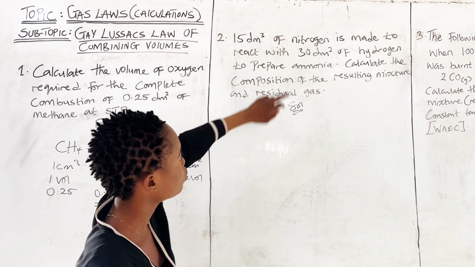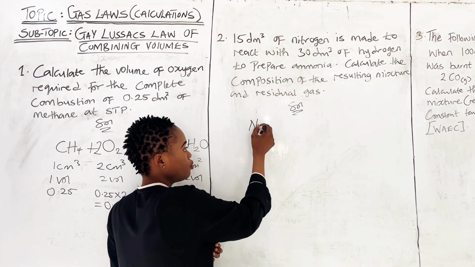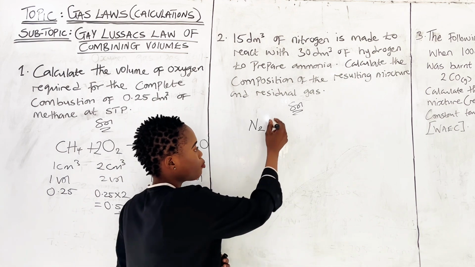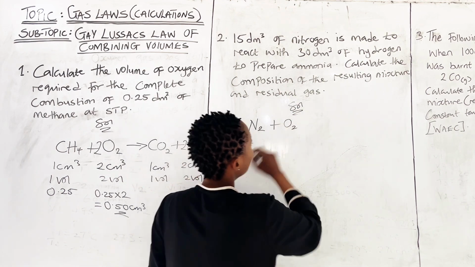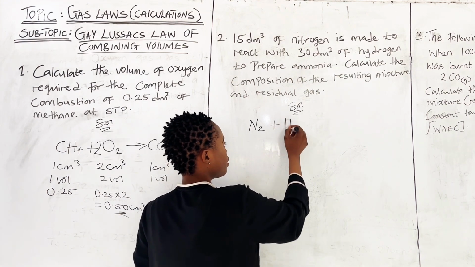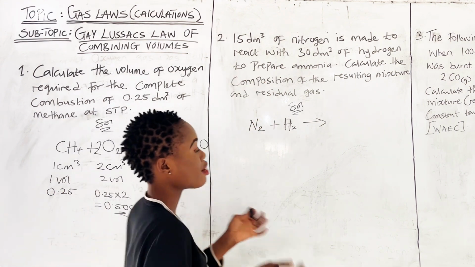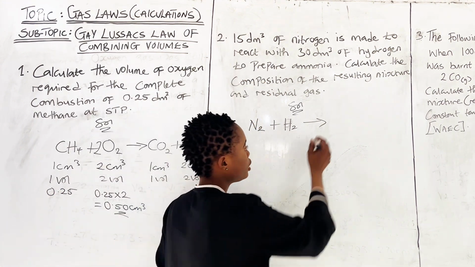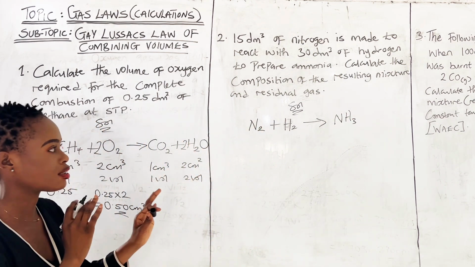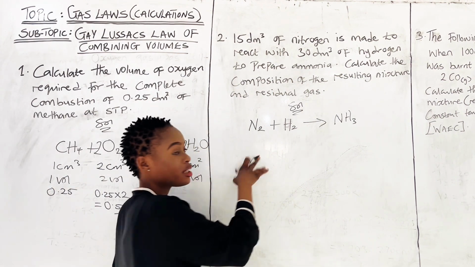So let's look at the question. We're told that nitrogen is made to react with what? Hydrogen. So nitrogen is N2. Nitrogen is a gas, so because it's a gas, it's written as a molecule, plus hydrogen, also a gas, so H2, and they told us that it was used to prepare ammonia. We haven't been given the product. And what is the formula for ammonia? NH3. So you see that we're actually given the equation, just for us to write the symbolic representation.